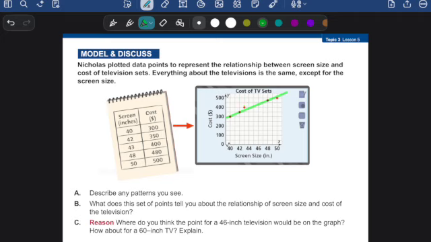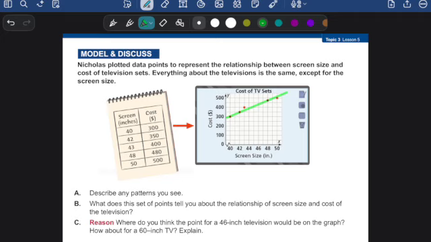Again, in the real world, we do not typically see perfectly linear situations or data, but we can represent what best fits the data. And does it make sense that the bigger the screen size, the more the TV will cost? Well, yes, that makes sense.